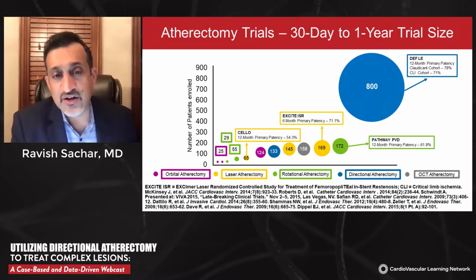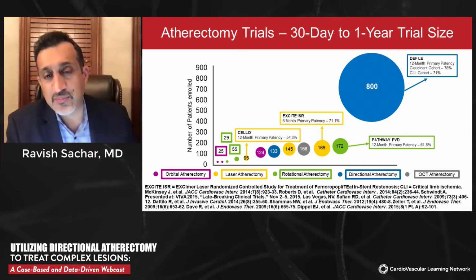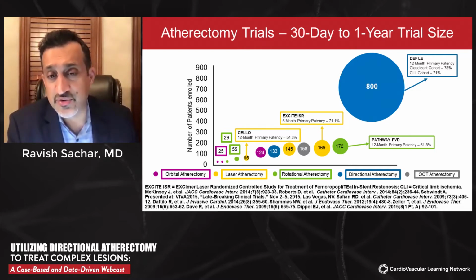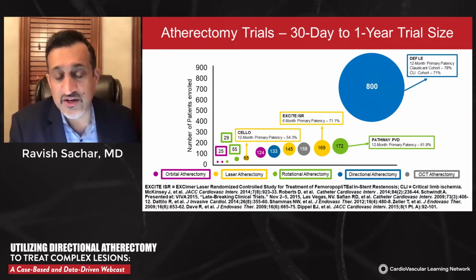Now, when you start looking at other trials, it's important to understand that these are not apples to apples comparisons. These other trials had different inclusion criteria, different exclusion criteria, the lesion lengths were different, and so on and so forth. But with that in mind, we can look at some of these other trials. PATHWAY PVD, for example, was a study of rotational atherectomy. In this particular study, the 12-month primary patency was 61.8% as adjudicated by duplex ultrasound.